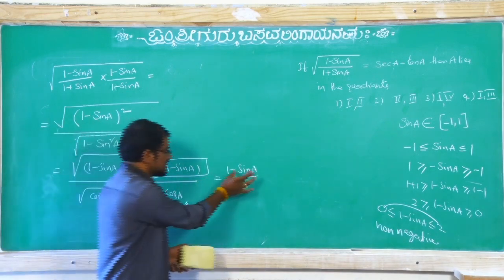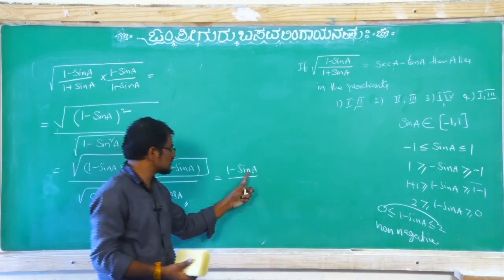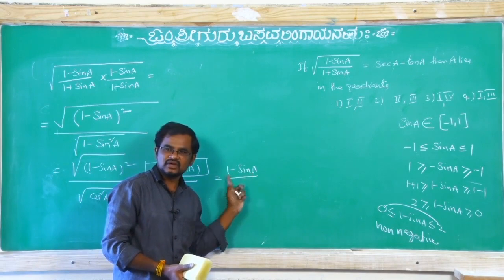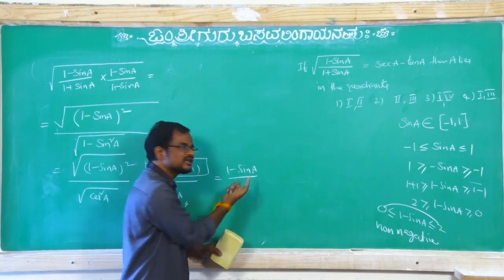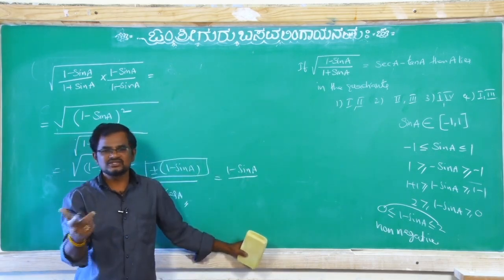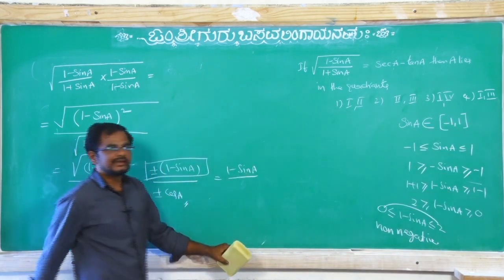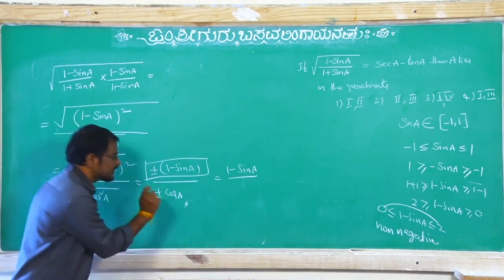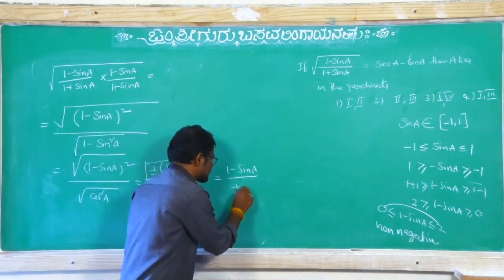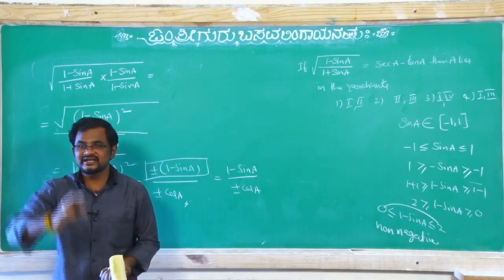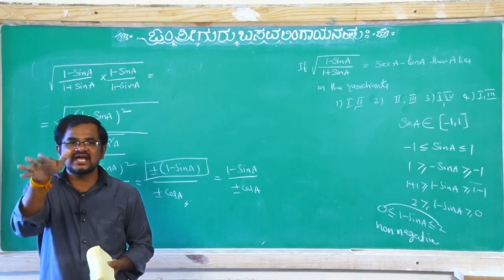Nothing but sin A exists from minus 1 to plus 1, so there is no chance to get negative. Suppose you take minus 1, 1 minus (minus 1), 2 you will get. Suppose you take 0, 1 minus 0, positive only. Suppose you take 1, 1 minus 1, 0 you will get. So positive, is there any negative value? Substitute any value in place of sin, there is no negative. Now here what we have to take? Plus or minus, chance is there. Plus chance is there, minus chance is there. So plus or minus cos. Here we can't identify whether it is plus or minus.